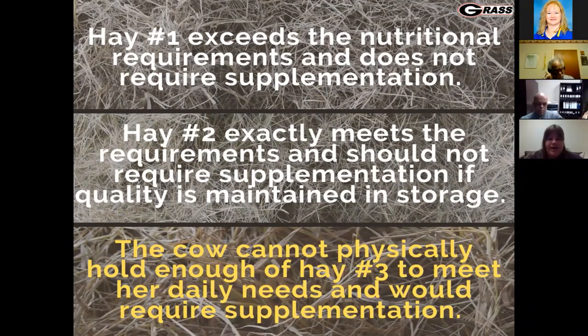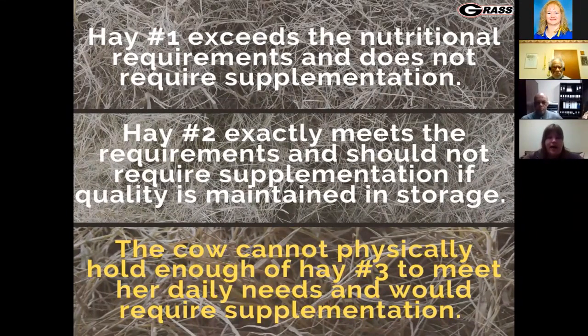The third one there, if the only thing that cow had to eat was that hay number 3, she cannot physically hold enough of that hay to meet her daily needs. And so without supplementation, we get into issues of impaction in the rumen. And you've probably heard some of our extension veterinarians talk about cows dying with a full belly. That's what it goes back to, when they're trying to eat and eat enough of that poor quality hay to fill some sort of limiting nutrient, whether it's energy or protein. And they just physically can't hold enough.